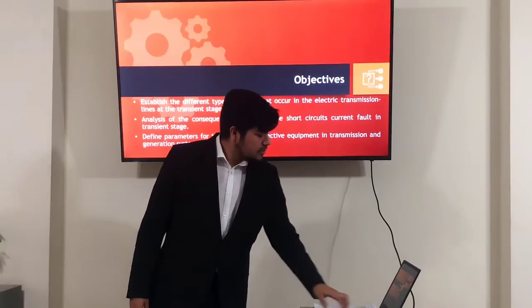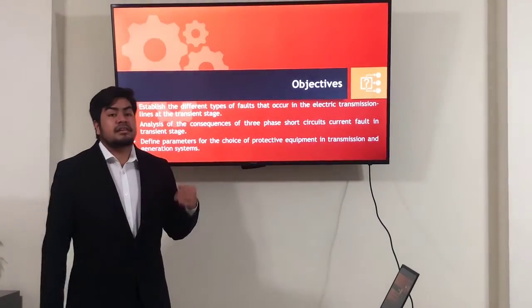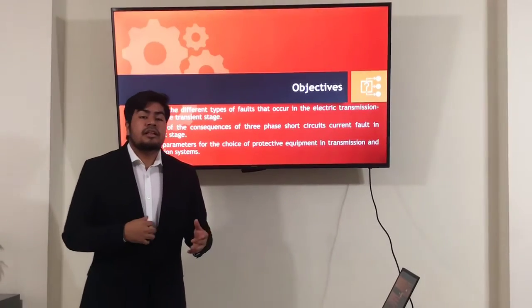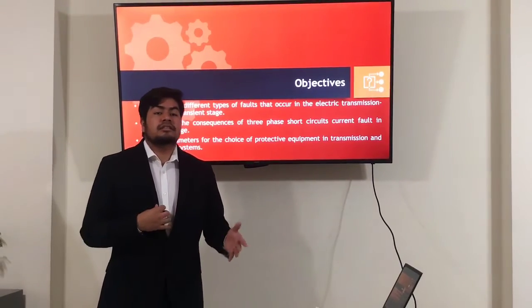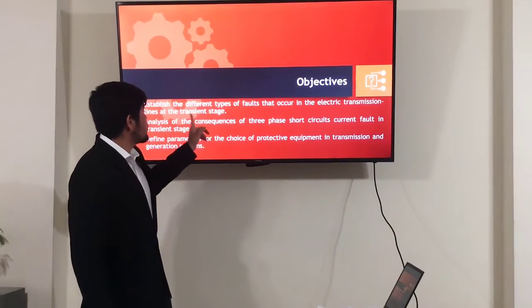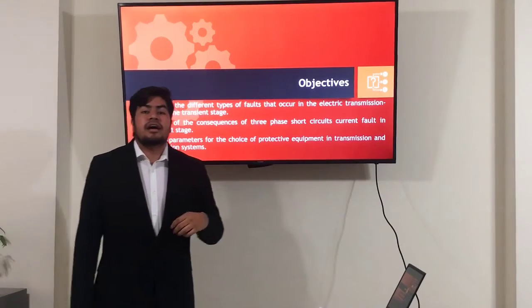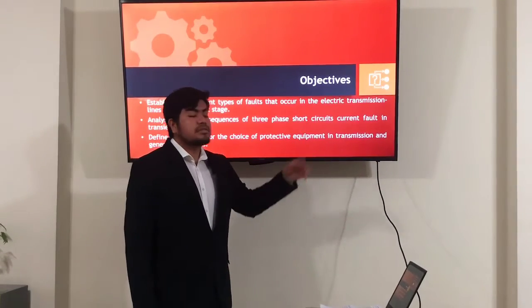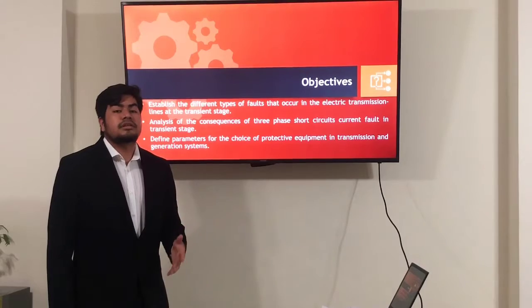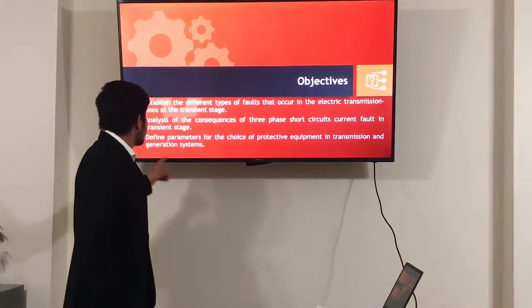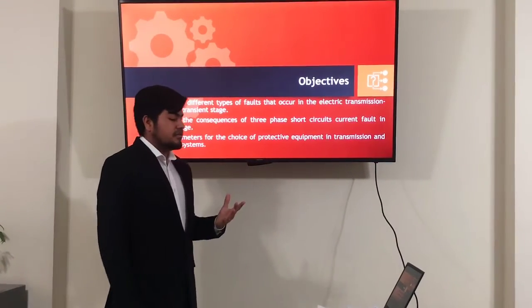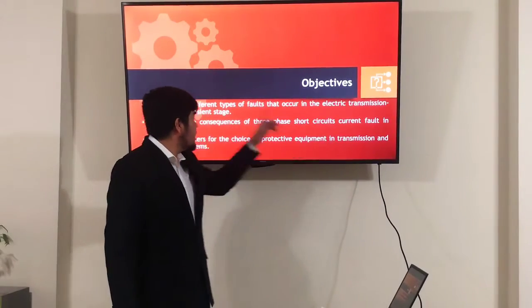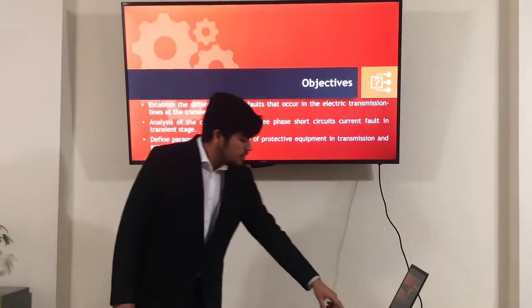The objectives of the presentation are, first, to establish the different types of faults that occur in transmission lines at the transition stage. Second, to analyze the consequences of three-phase short circuit current faults in the transition stage. Third, to define the parameters for the choice of protective equipment in transmission and generation systems.